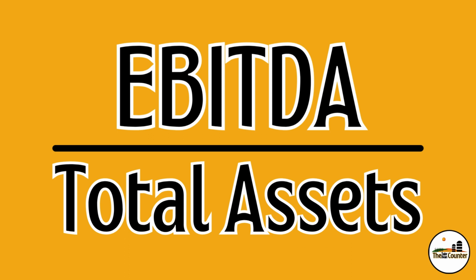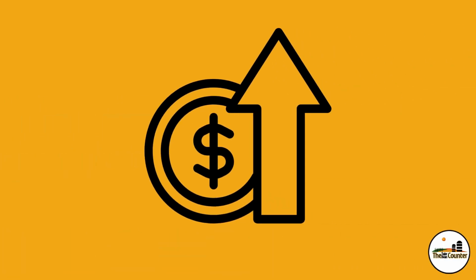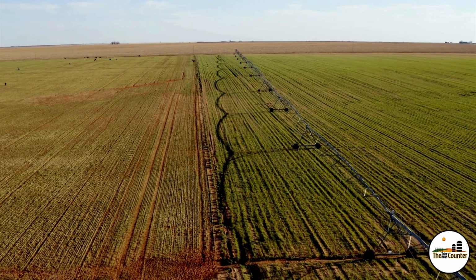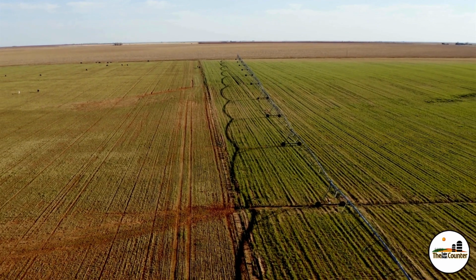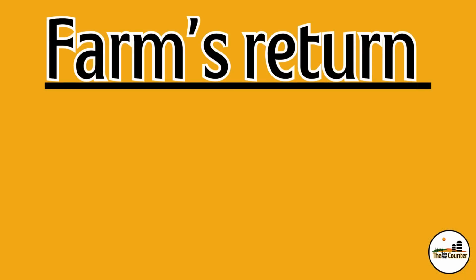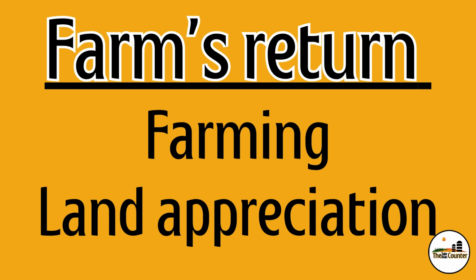Ideally, assets would be marked to market value to provide an accurate basis to compare rates of return between different farms and investments. What is a good rate of return for agriculture? Well, it depends. Profitability in industries that require significant capital, like land, will have a lower expected rate of return than industries with lower capital requirements. There are many reasons for this, but mainly it is because a farm's return is made up of two components, farming and land appreciation. An investor in a farm will always factor in both of these over the long term.